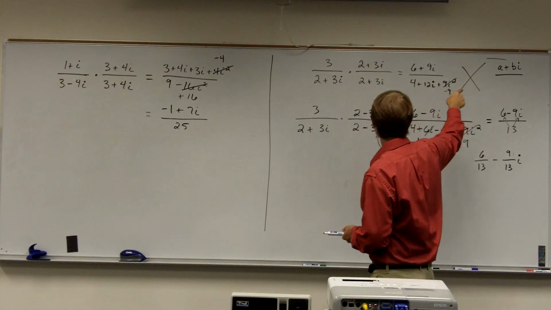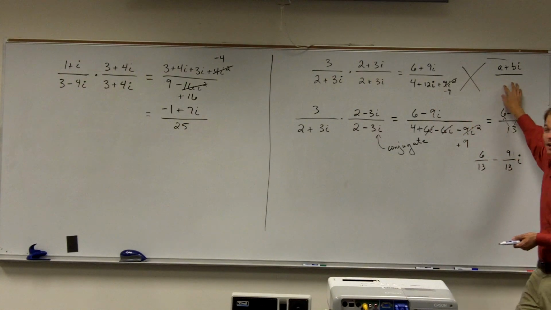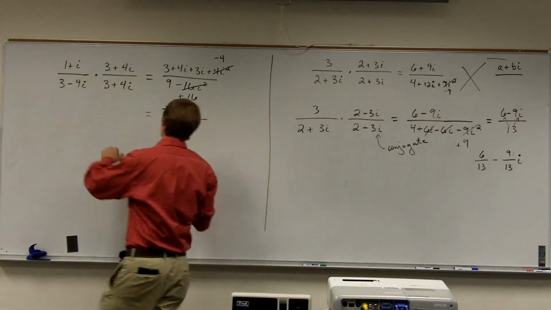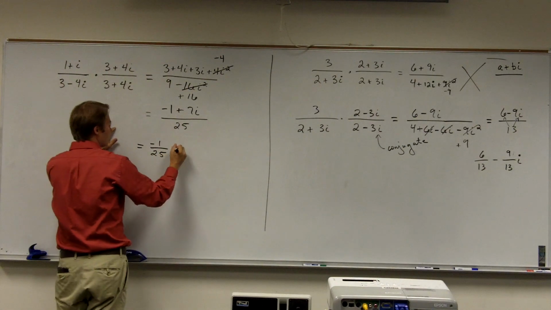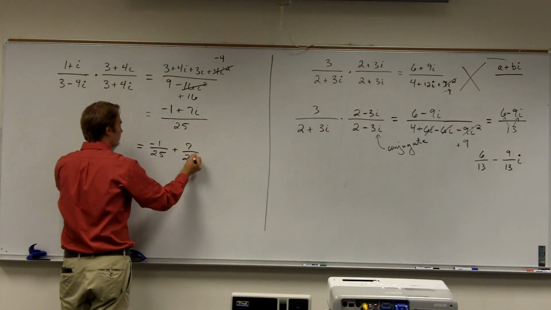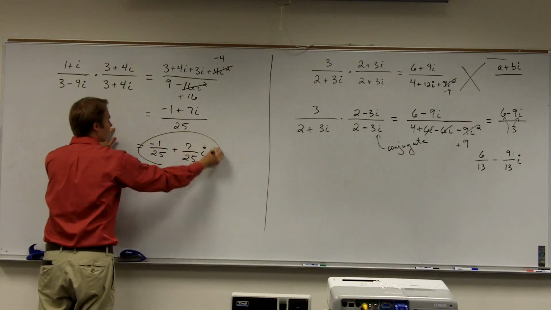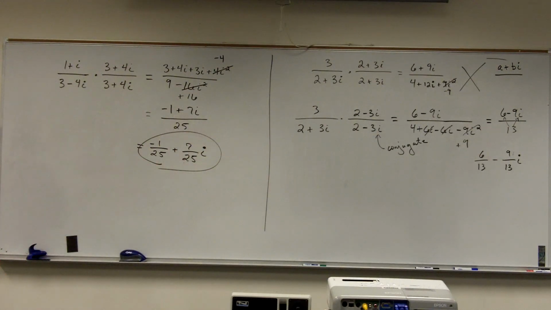But again, I want to write it in the a plus bi form. So I'll just divide that 25 into both terms. So I'll get negative 1 over 25 plus 7 over 25 times i to get into my a plus bi form.